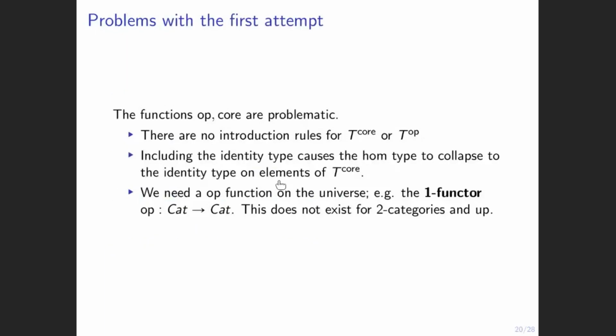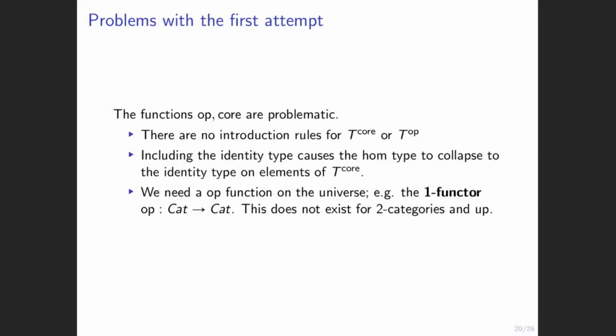Okay, so as I said, if we put both these guys, the identity type and the hom type, together into one type theory, they would all collapse to the identity type, which isn't good because then we wouldn't have directedness anymore. And then a more subtle and intriguing problem is that we need an op function, or functor, on the universe, if we were to have a universe in the type theory.